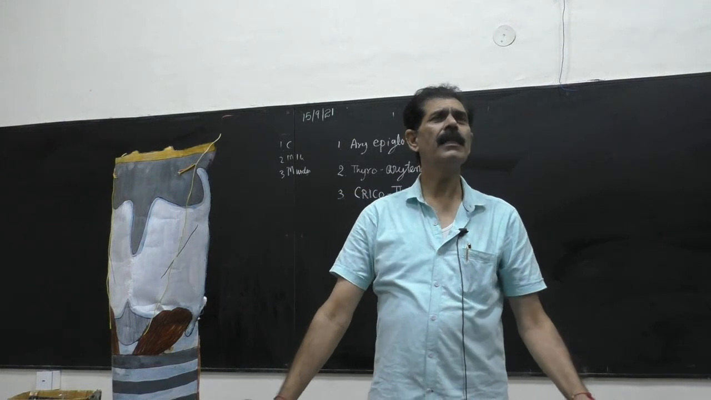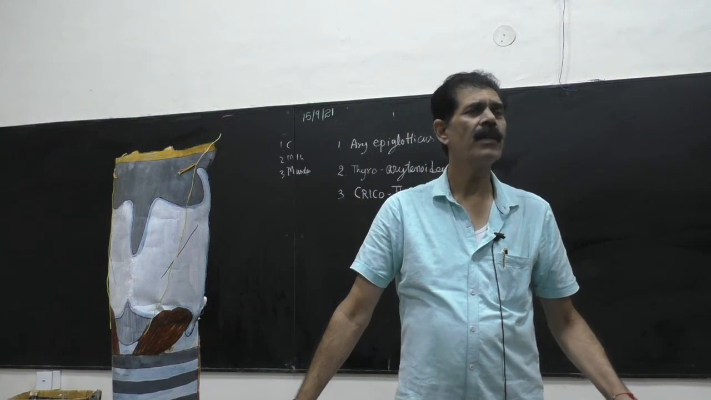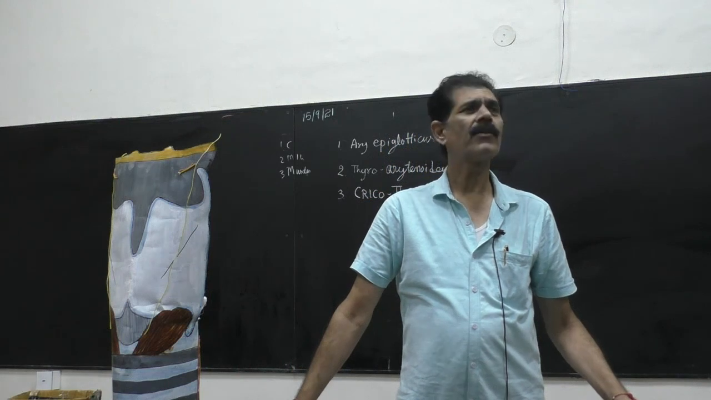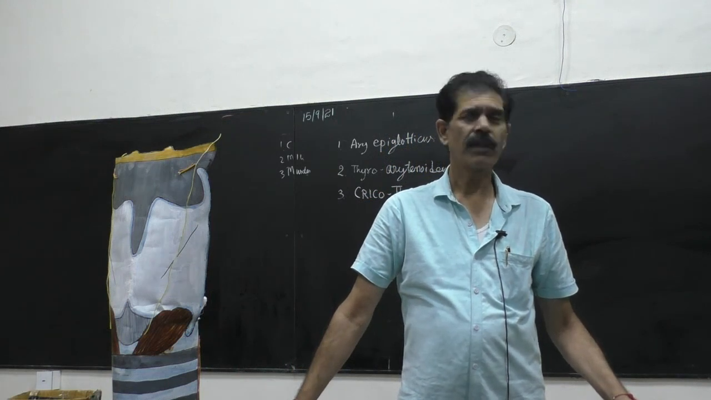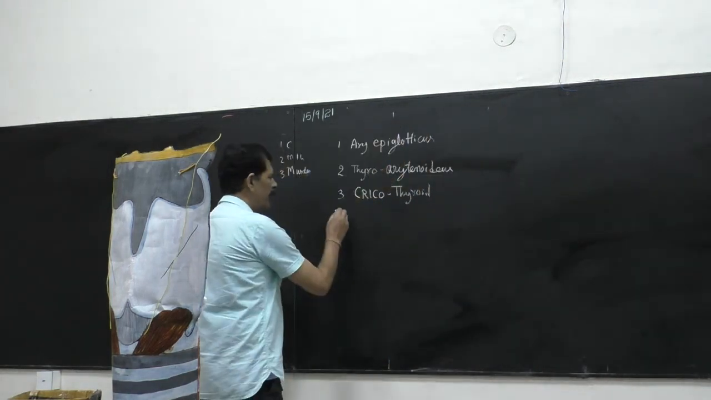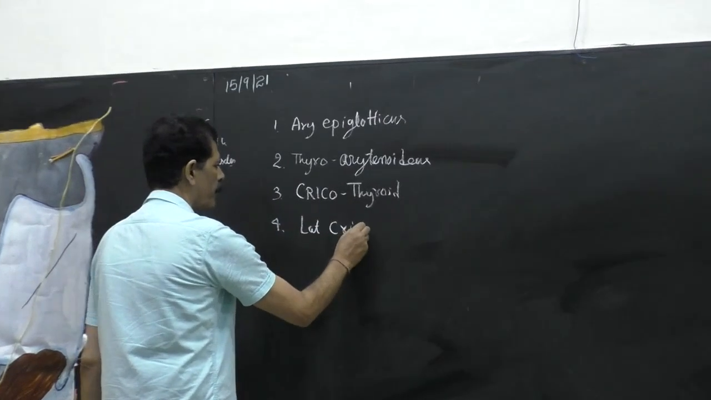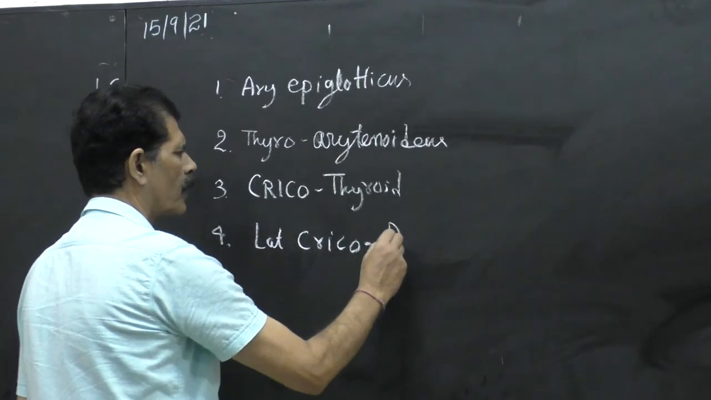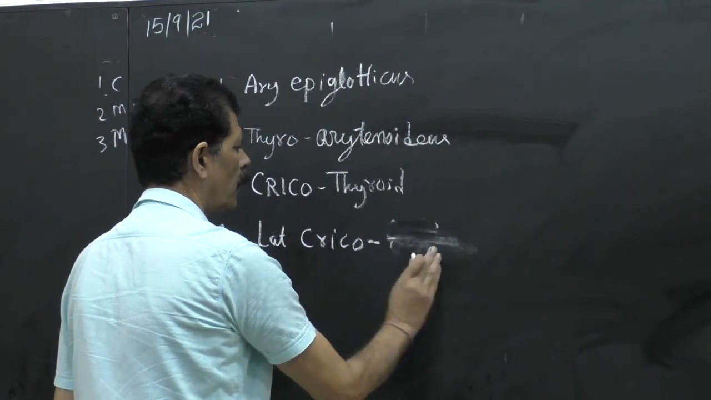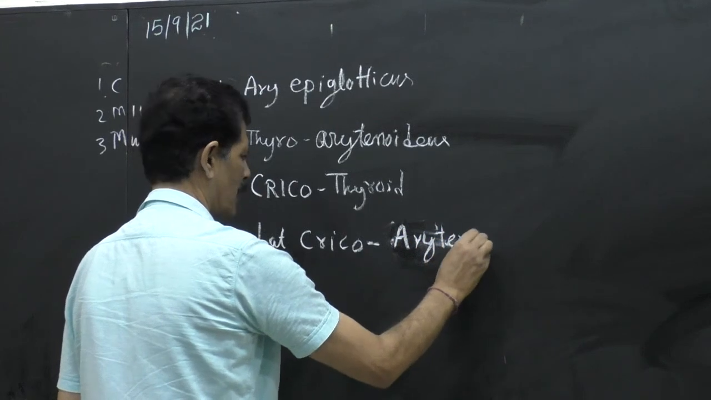So it also called the tension or the lengthening of the vocal cords or the vocal fold is the action of cricothyroid muscle. So this is required during the resonance of the voice. So that is the action of cricothyroid muscle. Another muscle deep to this is the lateral cricoarytenoid.